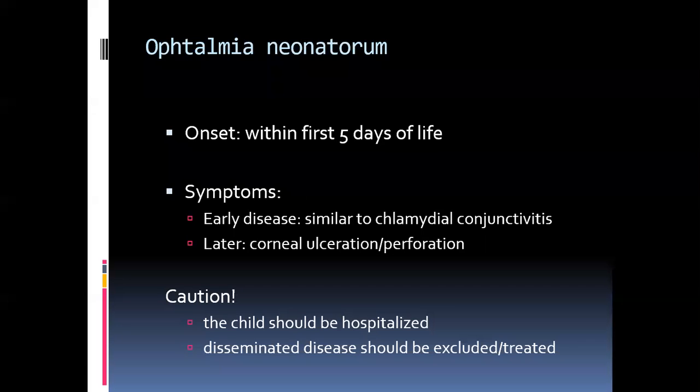Onset of the disease can occur within the first day of life, when the child is born. It can produce symptoms with an early disease pattern similar to Chlamydia infection. Later they can develop corneal ulceration and perforation.